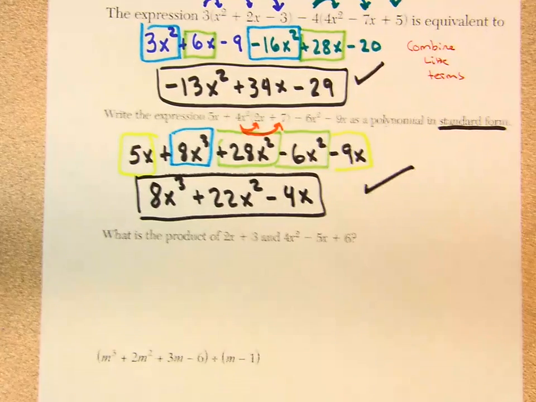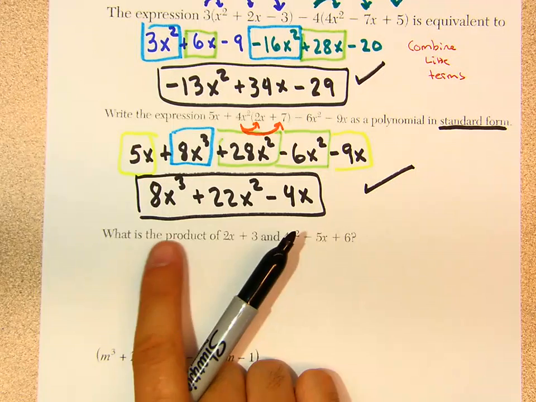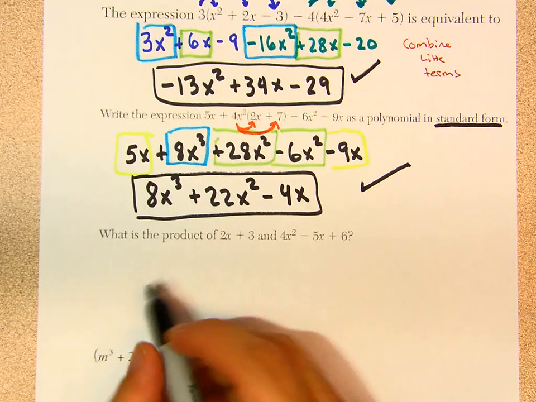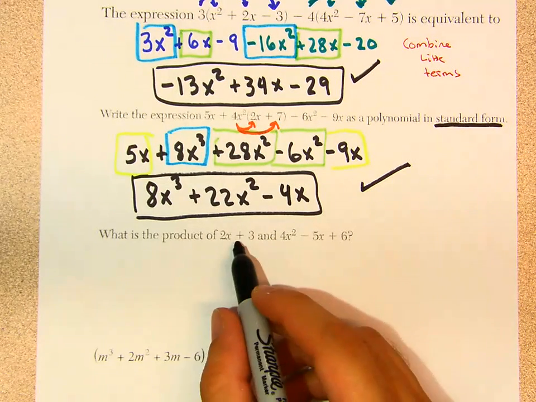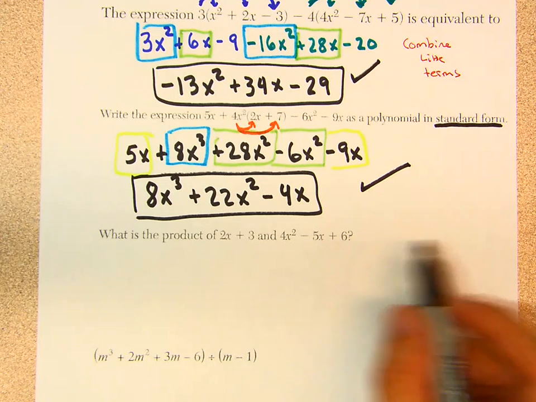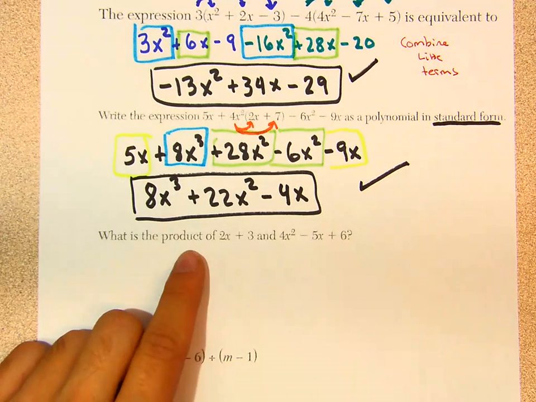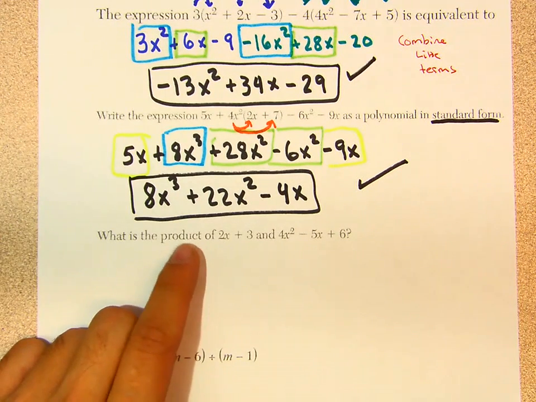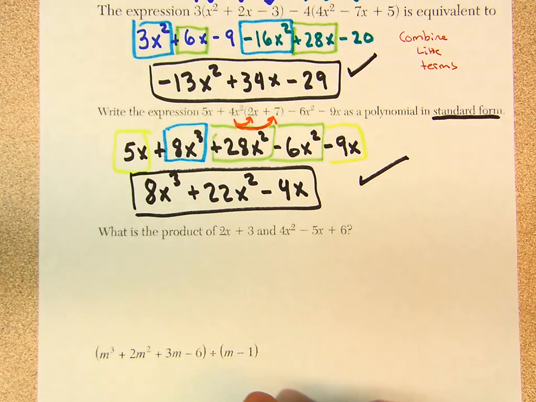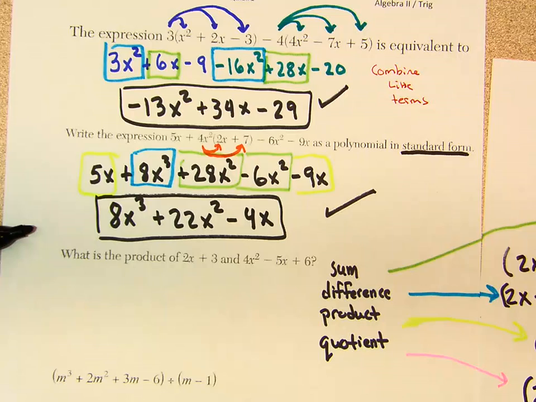Okay, next one. Here, this was the tricky thing. You have this polynomial, you have 2x plus 3 and 4x squared minus 5x plus 6. But what is it asking for? It's asking for the product. I'm going to pause the video and just write something real quick.